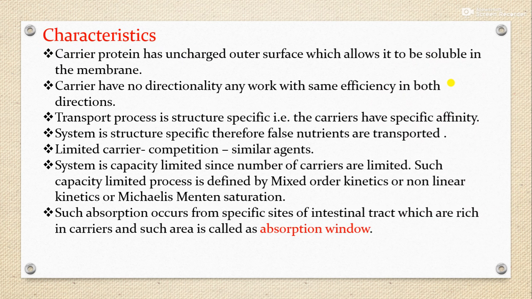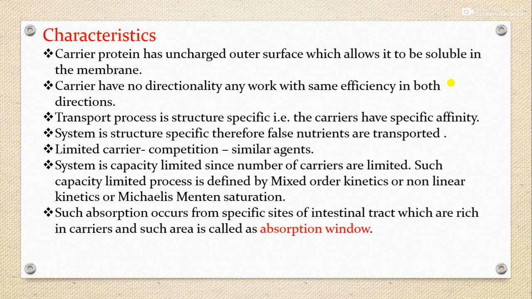So these are some of the characteristics. The carrier protein has an uncharged outer surface which allows it to be soluble in the membrane. Carriers have no directionality and work with the same efficiency in both directions, that is, either to take the drug from the GI membrane to plasma or vice versa. The efficiency will be the same.